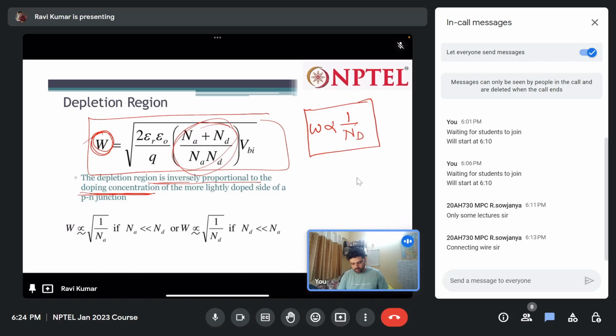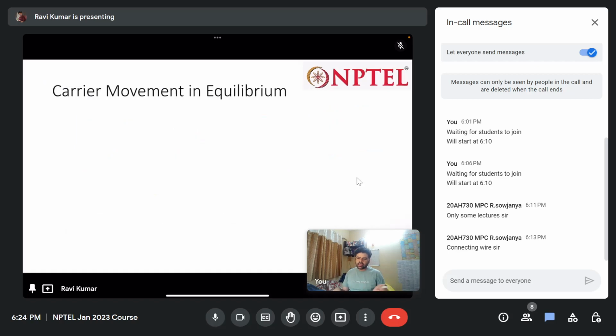Okay, let's move. There are two types of carrier movement, and we have seen them in the previous lecture as well. I just want you to name them. What are the ways a carrier moves inside a semiconductor? Carrier movement in equilibrium, leave the equilibrium. Just tell me the name of the carrier movement mechanism. Drift and diffusion.